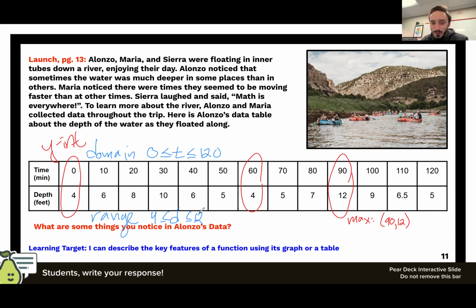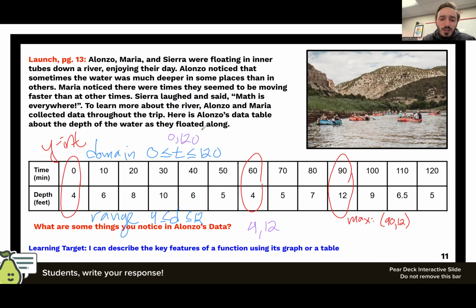That's only one way to write it. Another way to write it with something like interval notation, and I'll do this in a different color, is to say, okay, I'm going from 0 until 120 minutes in the domain. I'm going from 4 until 12 feet in the range. I've got to specify, though, with my symbols, whether I can be that value or whether I can only get close to it but have to exclude it.